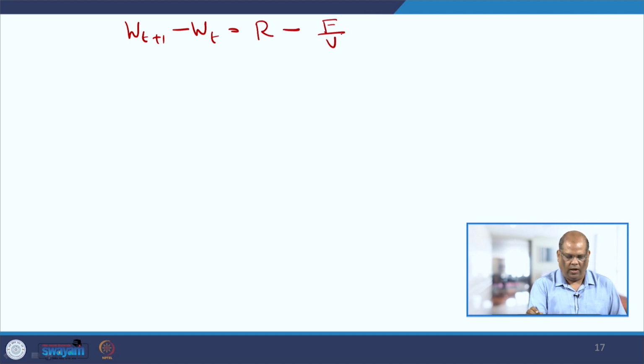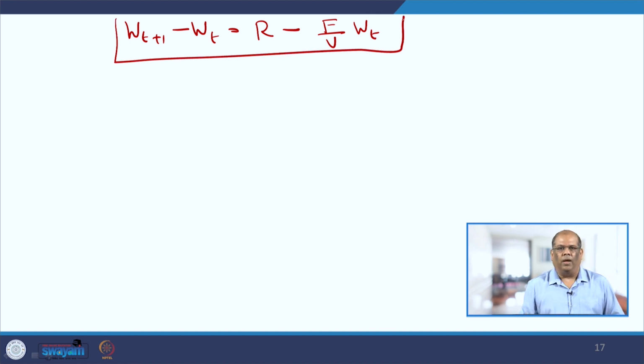So, let me rewrite it. Wt plus 1 minus Wt, which is equal to R, which is added, minus F by V Wt. So, this gives you the model of chemical pollutant in a lake where there is a flow of river.